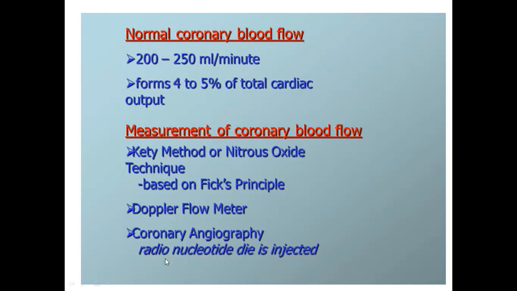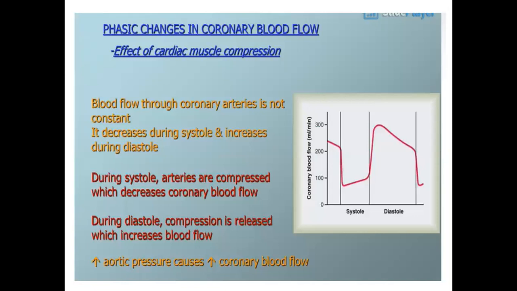So they just inject a colored dye into the coronary vessels to see if blood is passing through. If blood is not passing through, you would know. So this is how you measure coronary blood flow. And once there is an obstruction of coronary blood flow, it means that the blood vessel has been occluded. There's an obstruction blocking the blood flow.